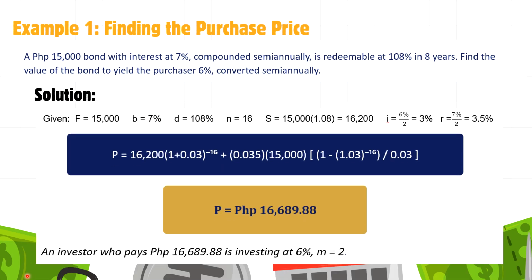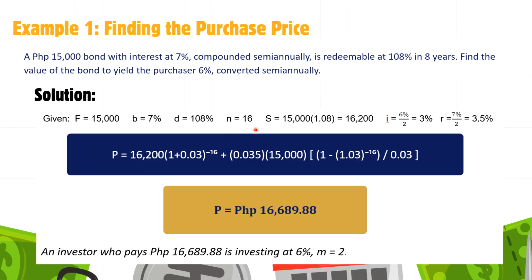So here's the solution. First, we identify the given. Our face value is equal to 15,000 pesos. Bond rate is equal to 7%. D is equal to 108%, or D is the redemption rate. N is equal to 16 since it is compounded semi-annually and for 8 years, so 8 multiplied by 2 is equal to 16.